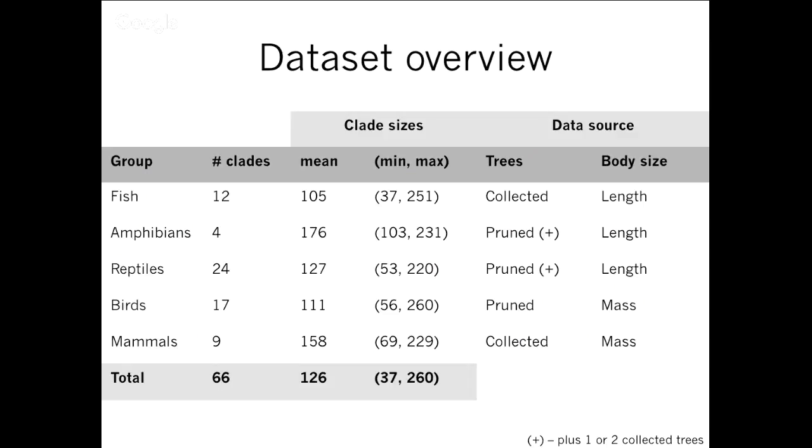The trees themselves were assembled either by collecting independent studies with independent tree estimates, or by pruning clades from larger supertree analyses. And the body size measurements were either in terms of length or mass, depending on what group of clades was studied.